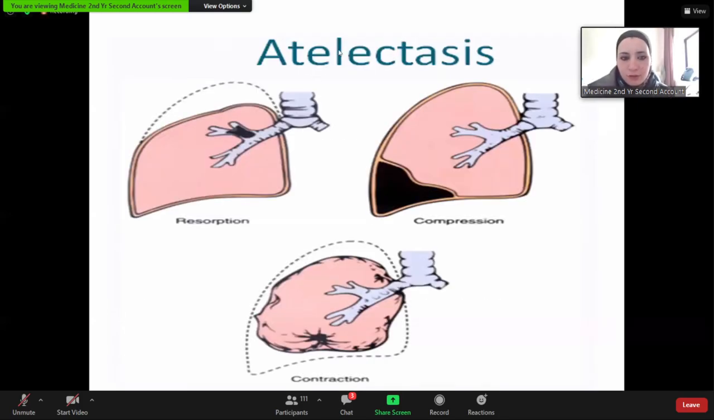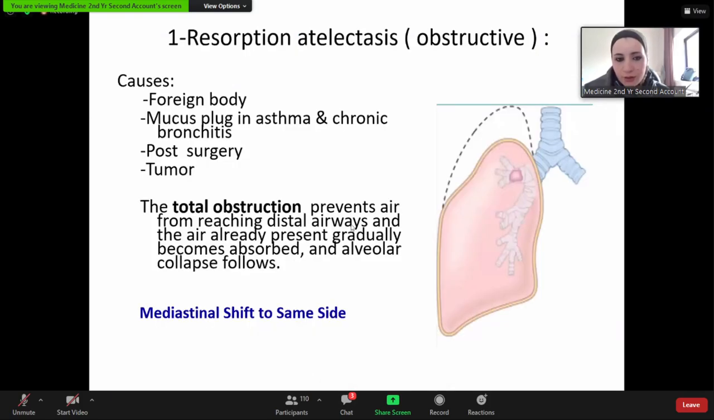Atelectasis is mainly of three types. رح نحكي عنهم طبعاً in details كلهم. Resorption atelectasis, compression atelectasis, and contraction atelectasis. So the first type, which is resorption atelectasis, أو اللي سميناها in brackets obstructive. ليش سميناها obstructive؟ لأنها it results from obstruction. يعني the cause تبع atelectasis in the cases of resorption atelectasis is obstruction.